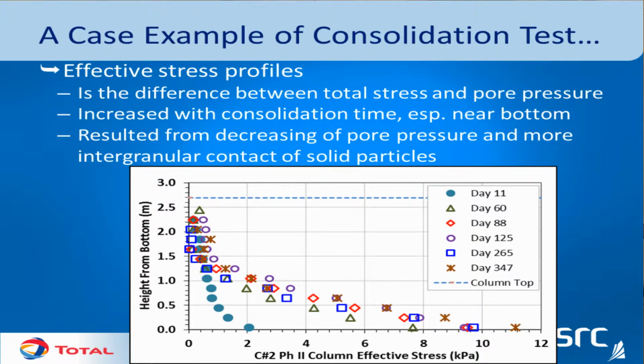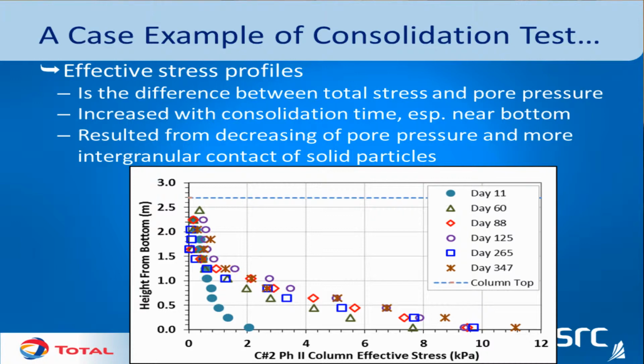Another way to analyze the consolidation behavior is the effective stress. Effective stress is the difference between the total stress, or total weight above at any point, and the pore pressure. Again, for the same reason, as the consolidation progresses, part of the weight transfers to the bottom of the column instead of to the fluid. So you can see the difference getting bigger and bigger. This is another way to analyze the consolidation behavior.